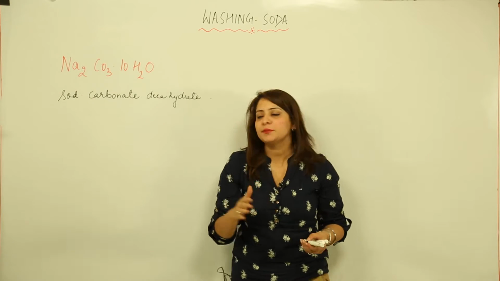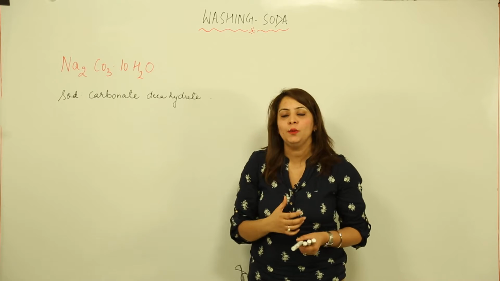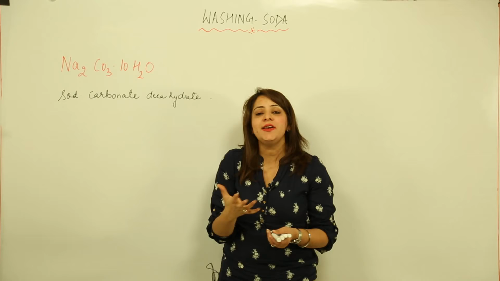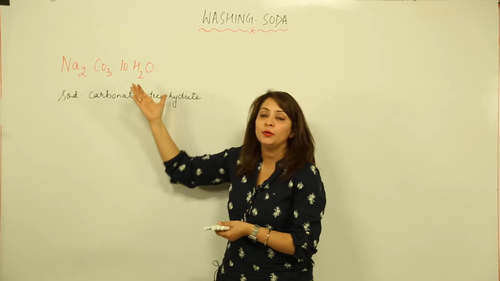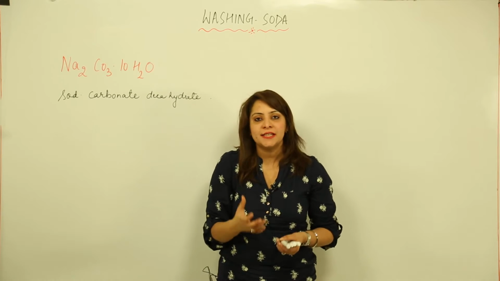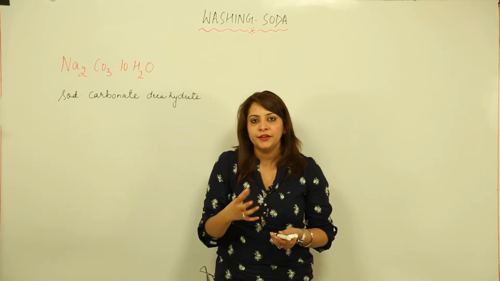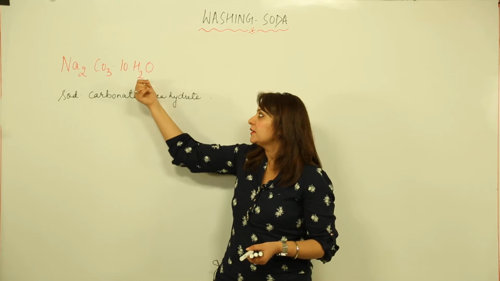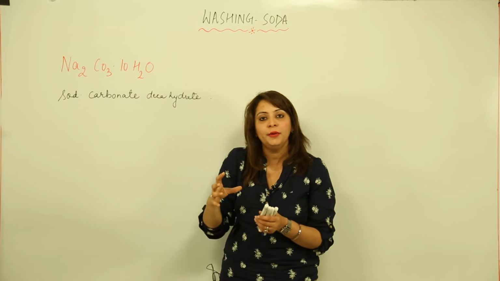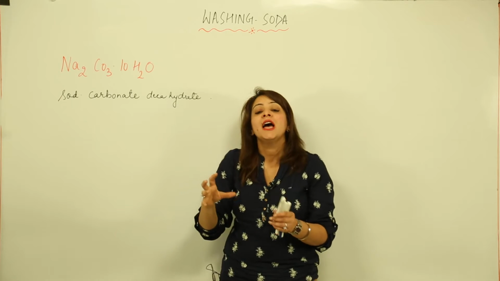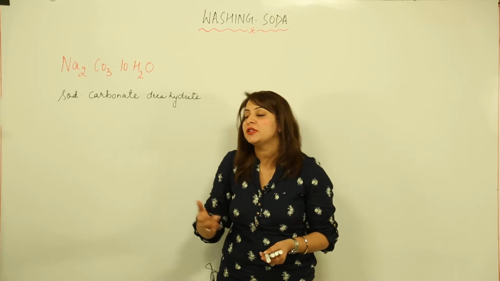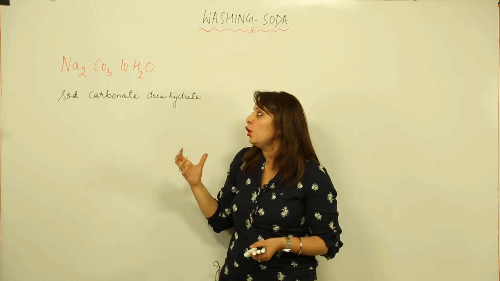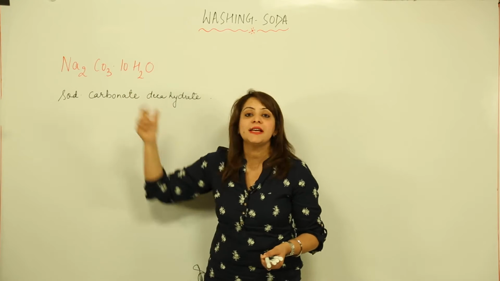Before we start with washing soda, I just want to tell you one thing: do you know what this H2O is? Looking at the formula, you must be thinking that every substance has some amount of water in it. But for most chemical substances, we do not write water molecules along with the formula. We just write the formula of the compound, and in many compounds you don't see this dot H2O. So why am I writing this H2O along with Na2CO3?